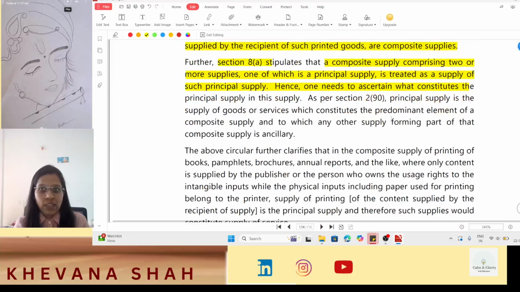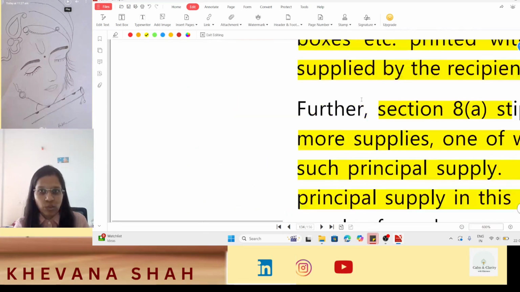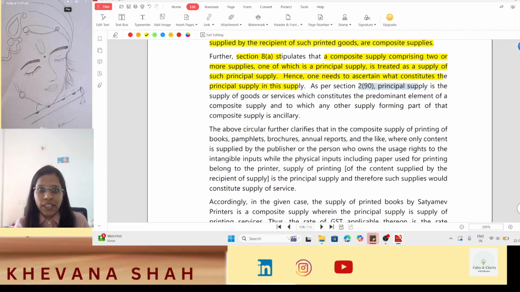So we need to ascertain what constitutes the principal supply in this supply. So again, as per section 2(90), principal supply is the supply of goods or services which constitutes the predominant element of a composite supply and to which the other supply forming part of that composite supply is ancillary. So as I said, there is one main supply and then there is a helping supply or a supporting supply. So here the contents of the books are my main supply and what is helping me to provide that service is the papers. So papers are my supporting or helping supply.